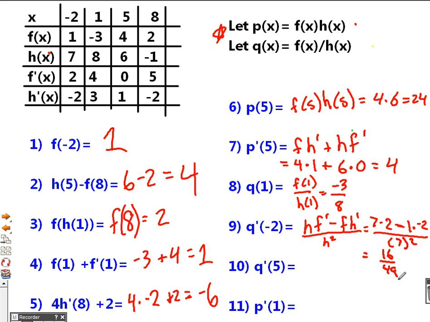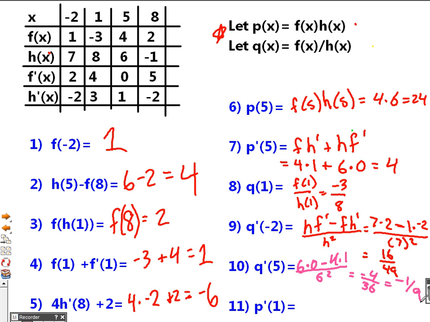There's another quotient rule for number 10, h prime of 5, so we're still using this low d high minus high d low. Change color so we don't mix them up. So h of 5 is the third column, that's 6. f prime of 5 is 0. That's nice, that's going to cancel out. Minus high, f of 5, which is 4, times d low, h prime of 5 is 1, all over low squared. So h of 5 is 6. We want 6 squared. So you get negative 4 over 6 squared, which is 36, so negative 1 over 9.